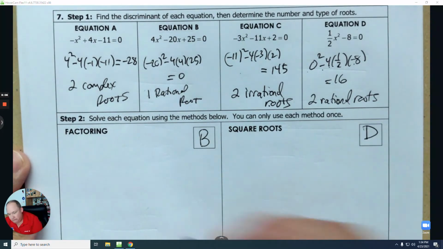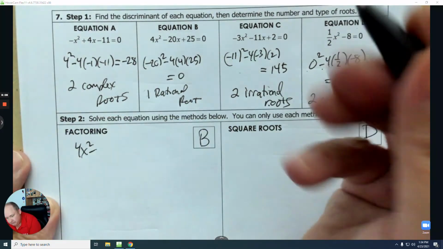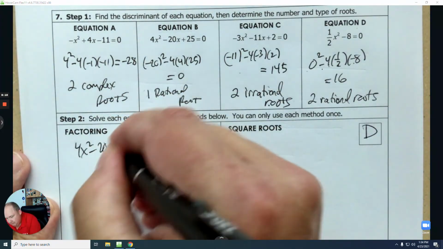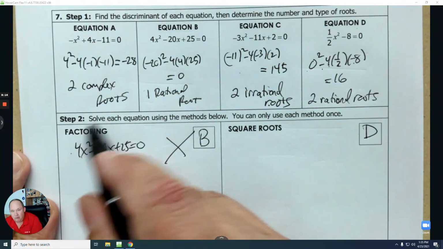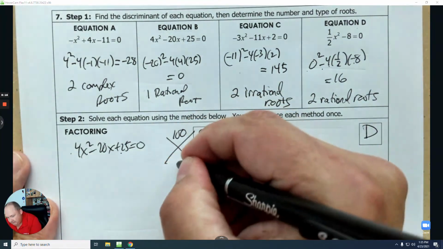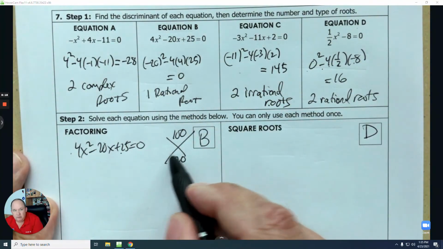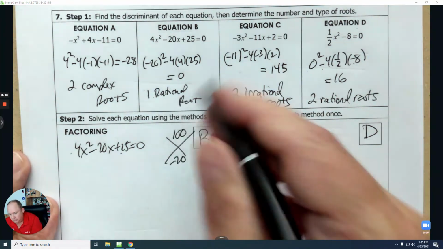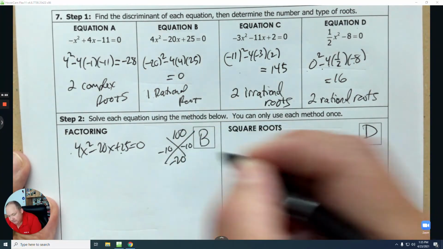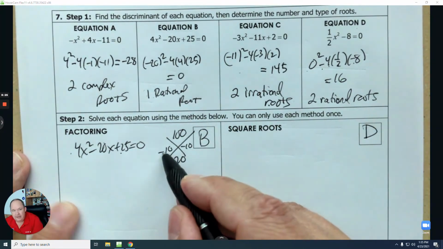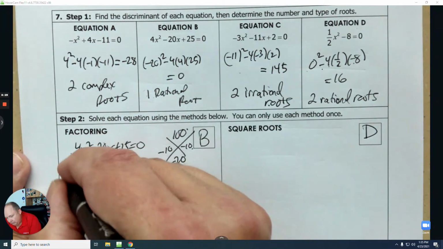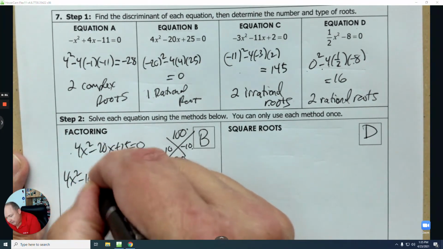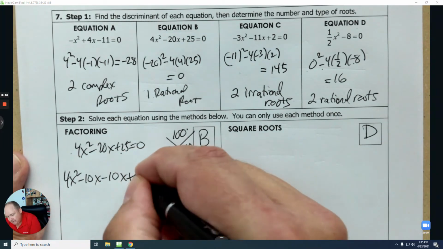So let's factor. So 4x squared, subtract 20x plus 25. Draw a diamond. 4 times 25 and negative 10. What two numbers? Now because it's one rational root, this is the same number because it's one answer only. So negative 10 times negative 10, they add up to negative 20. So we have 4x squared minus 10 plus 25.